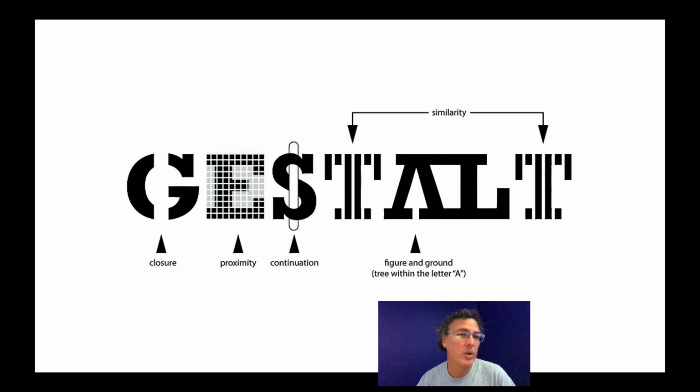Now, there's a couple of points we're going to make here. We're going to talk about grouping. We're going to talk about figure ground. Let me come back to that. And let me just say for now, this is going on. And let's just go through some of these.